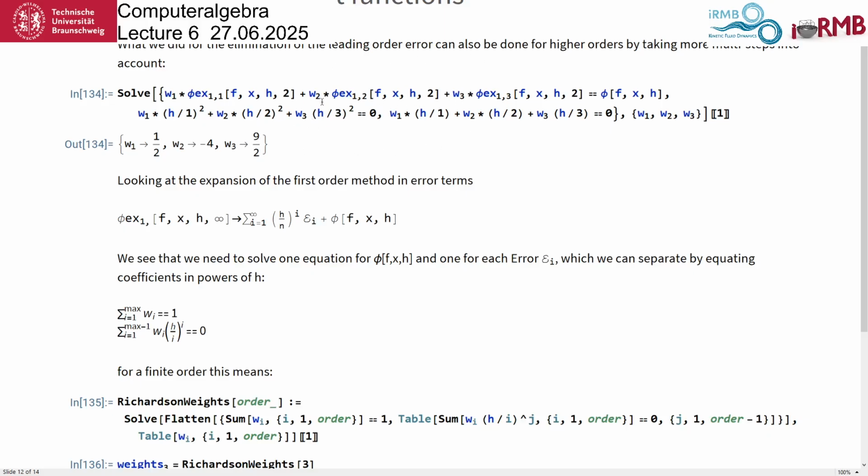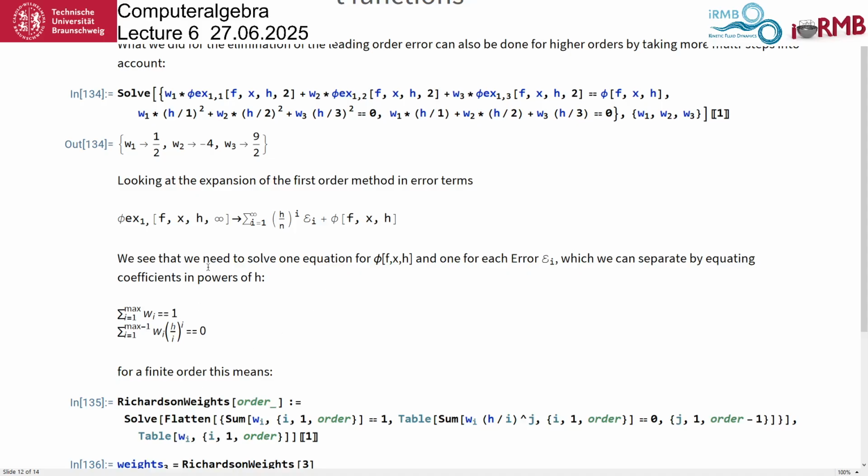So I'll say that the combination of all of them should give me the function itself. And then I say that the one that we had before was this. So I want to eliminate the first order error, and then I also want to eliminate the second order error. So they are put to 0, and then I get these numbers here. And now, of course, this can go on indefinitely. So we can basically specify what we would like to do.